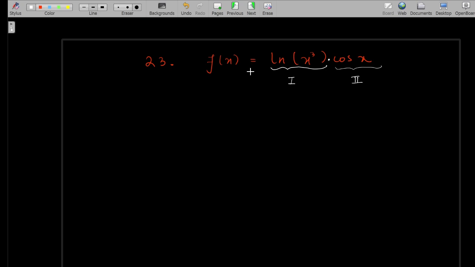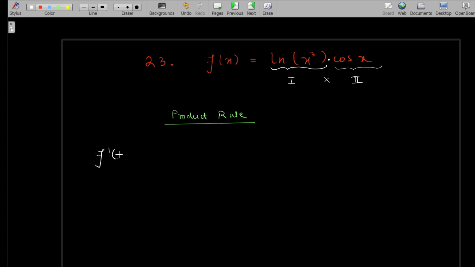Okay, so that means our first step should be to use the product rule. So the derivative of ln x cubed times cosine x, and then also ln x cubed times the derivative of cosine x. Yes, perfect.